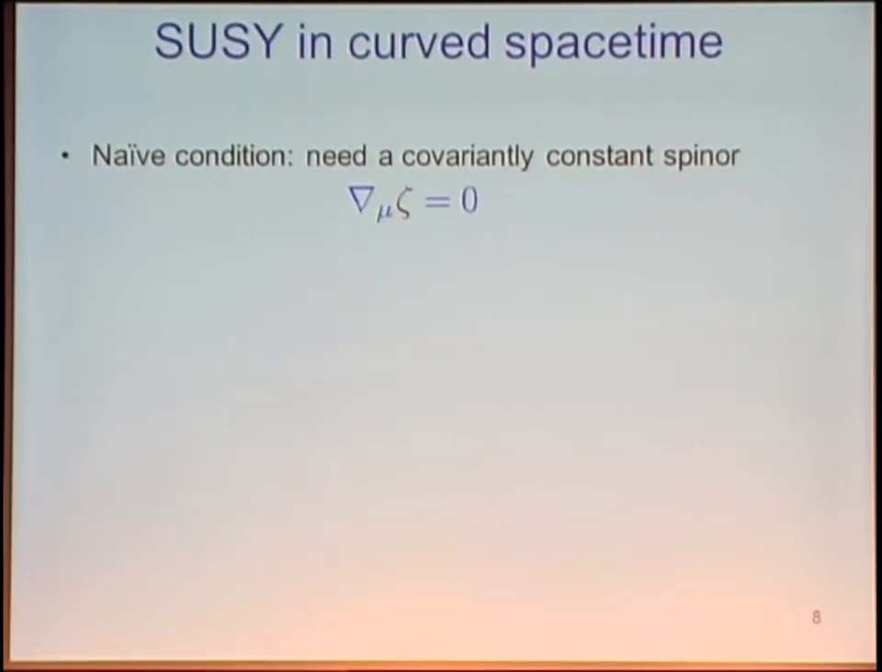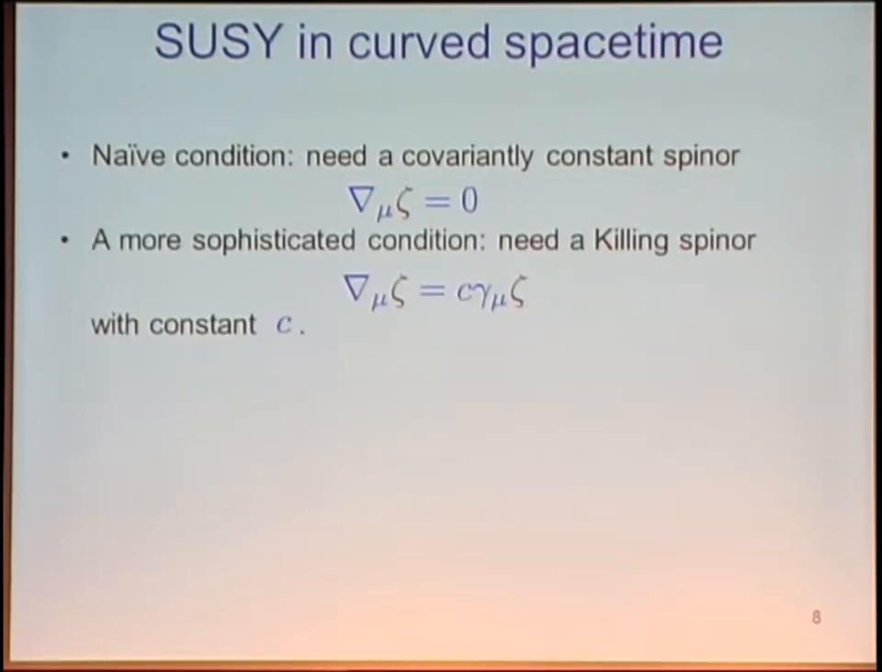So zeta is a spinor, and it's annihilated by grad mu. There's a slightly more sophisticated answer, which is known as a Killing spinor. We look for a spinor which satisfies this equation: grad mu zeta is some constant c times gamma mu times zeta. And this is clearly a generalization of the first equation, because if we substitute c equals 0, we find the first equation.